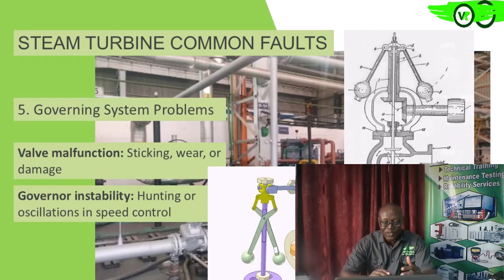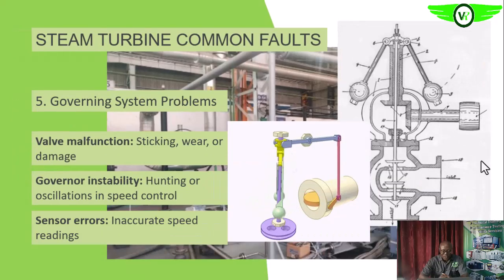So if the load is fluctuating, or is varying too often, that can also cause the hunting of the governor. Okay, so sensor errors, as we said earlier. Once the sensors are getting inaccurate speed readings, that will also affect the operations.